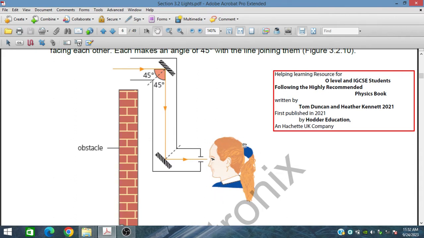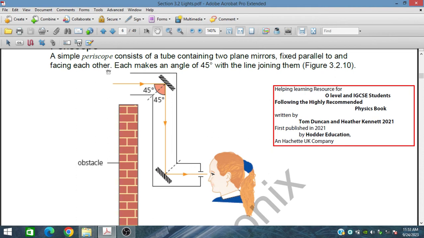An observer is here and an obstacle is there, so the observer cannot see the far objects in this situation. So in this situation we use a periscope. The periscope helps to see the object behind the obstacle.